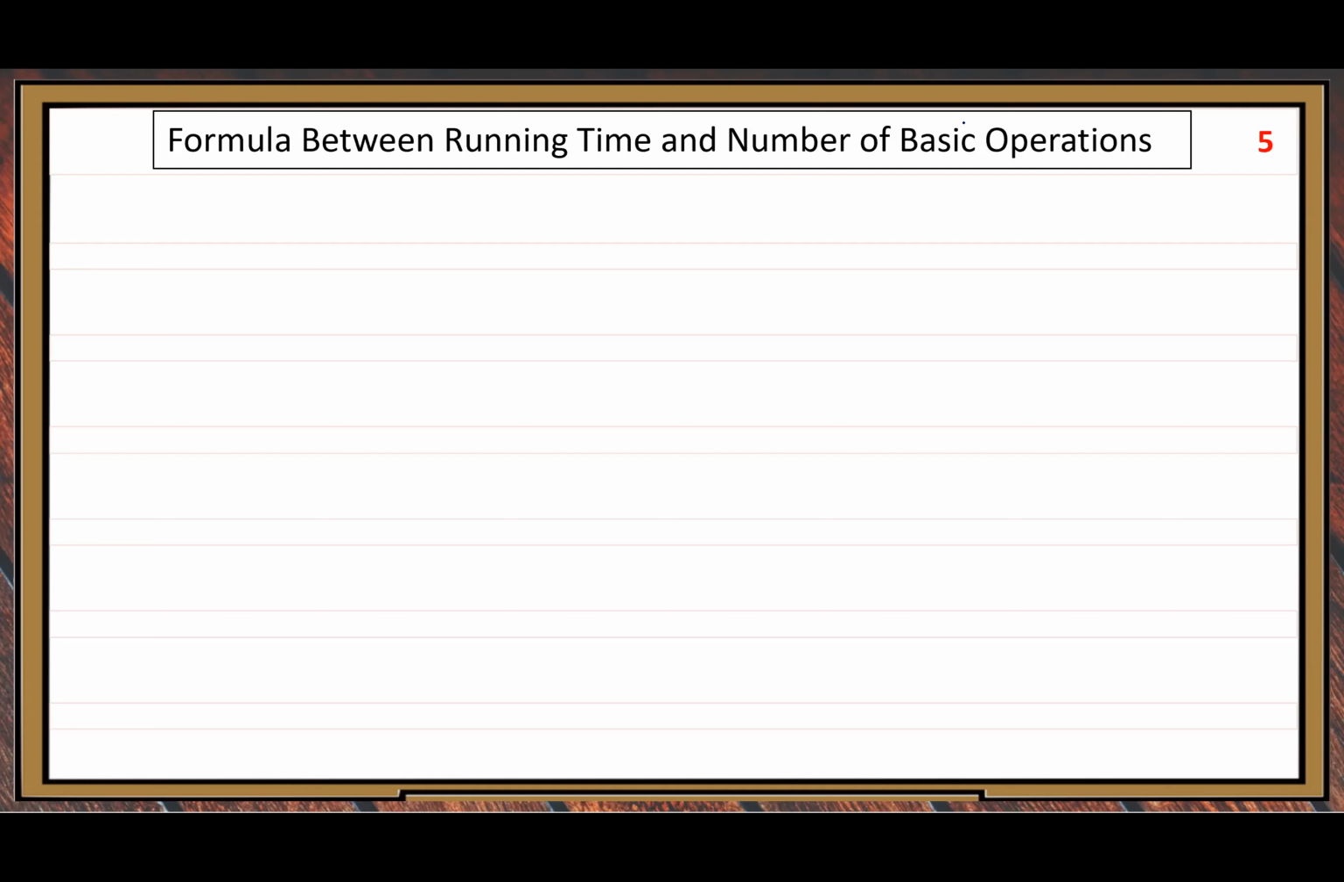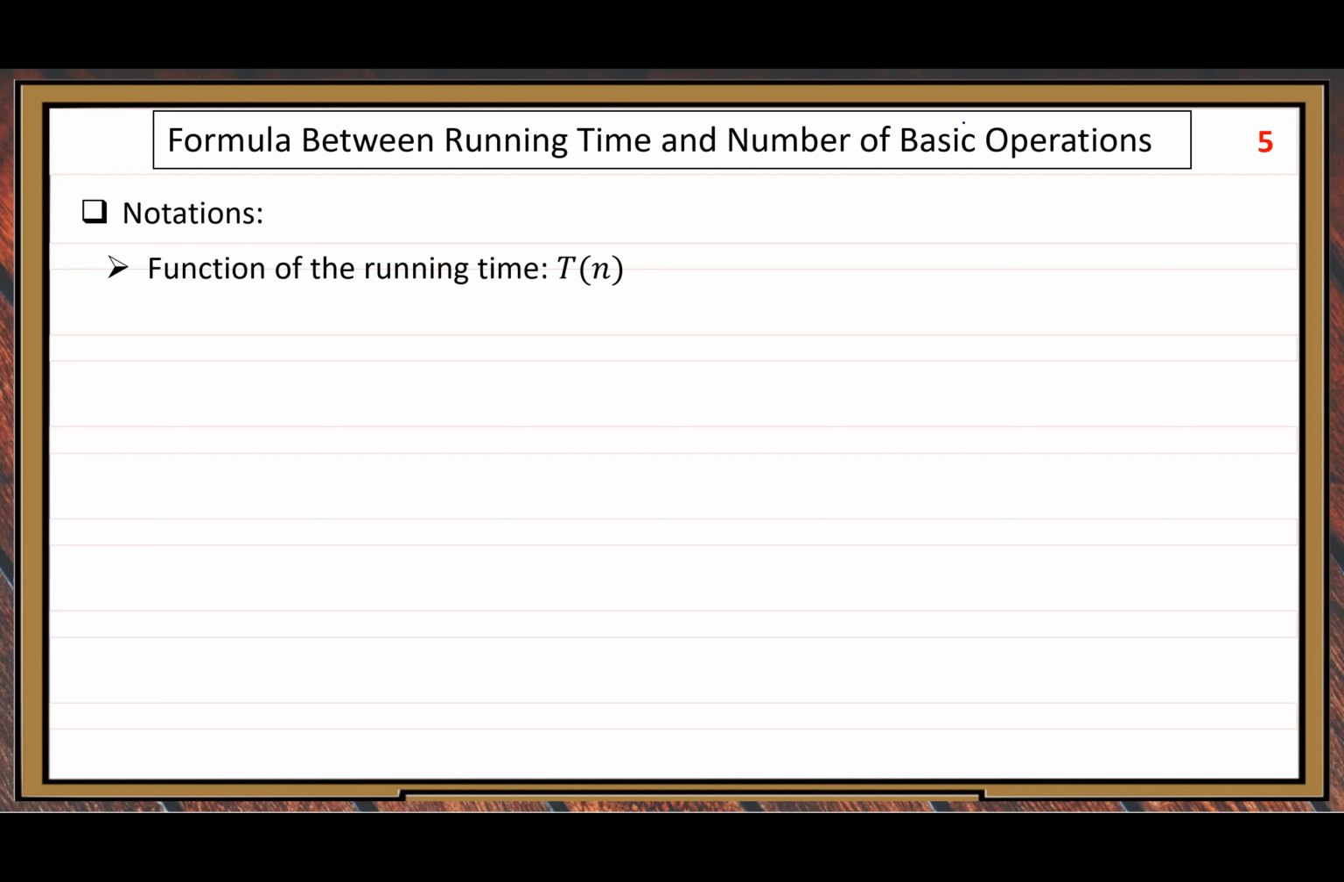So here, I'd like to introduce the concept first. Then we apply this concept in our previous example. So the concept is, we want to look at a formula between running time. There is a function to calculate the running time. And there is another function, the number of basic operations, two different functions. And we want to look at the relationship between those two functions. Notations.